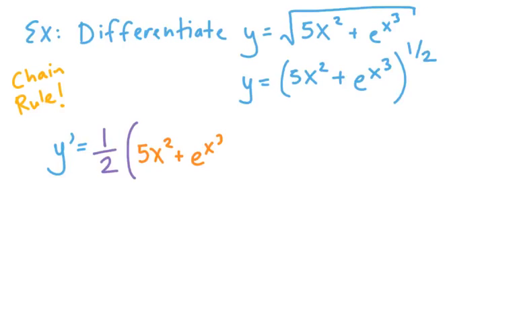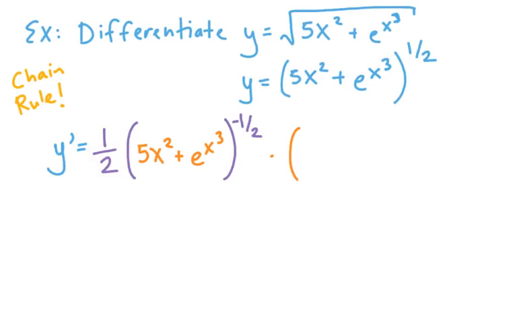What else needs to happen? We should be reducing the power on the parentheses by 1. So a half minus 1 is a negative half. So far we've taken the derivative of the outer function and evaluated at the inner. What's still left then is we need to show multiplying by the derivative of the inner function.